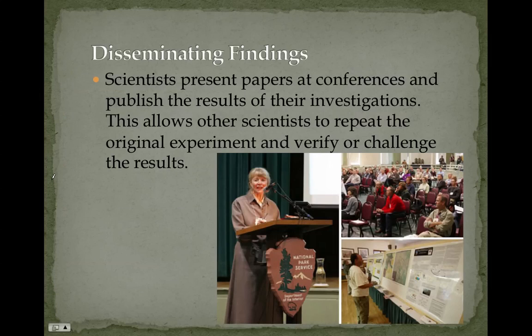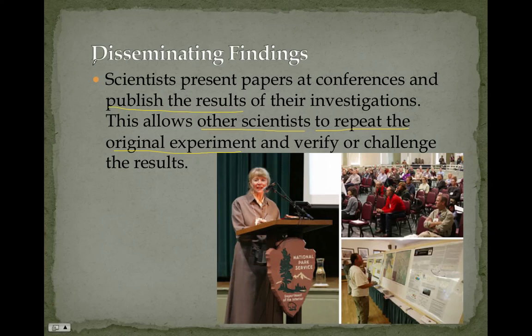Disseminating findings. So in science, after you've gone through that process, the last step is to share your findings with other scientists. And so once you've gone through experimentation and confirmed or rejected your hypothesis, then you would share your findings with other scientists and publish your results of your investigation. And then this allows other scientists, this is a very important key to science, to repeat the original experiment or challenge it with a slightly different experiment. And then they're either going to verify and confirm your results, or they're going to challenge and reject your results.